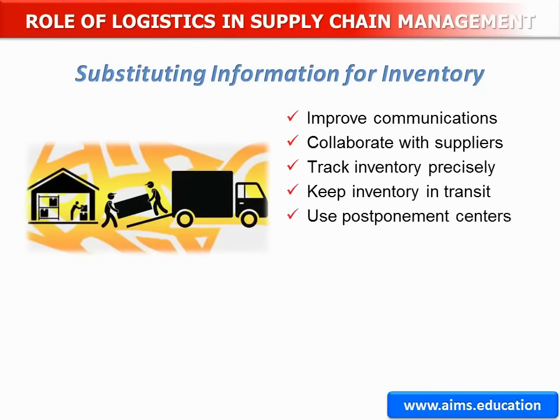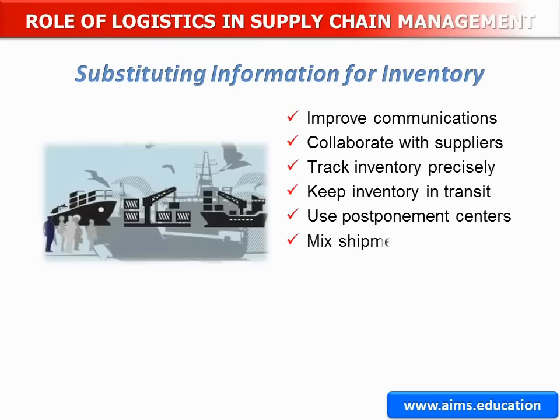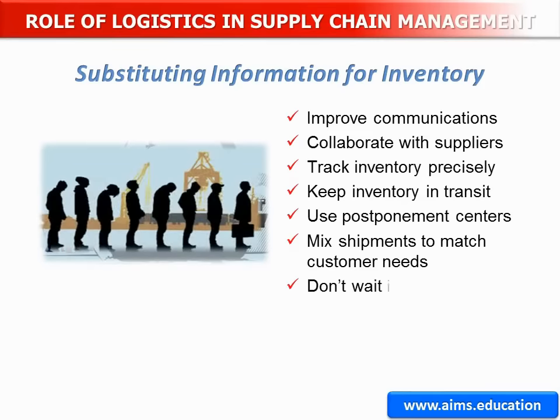Use postponement centers. Avoid filling warehouses with the wrong mix of finished goods by setting up postponement centers to delay product assembly until an actual order has been received. Mix shipments to match customer needs. Match deliveries more precisely to customer needs by mixing different stock keeping units on the same pallet and by mixing pallets from different suppliers. Don't wait in line at customs. Reduce the time spent in customs by clearing freight while still on the water or in the air.